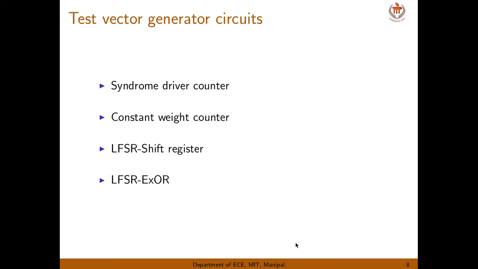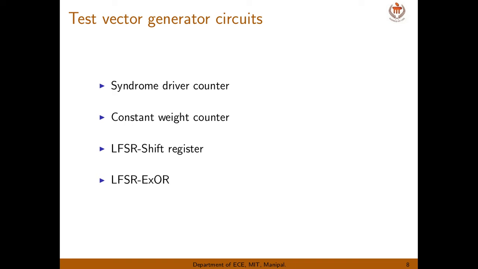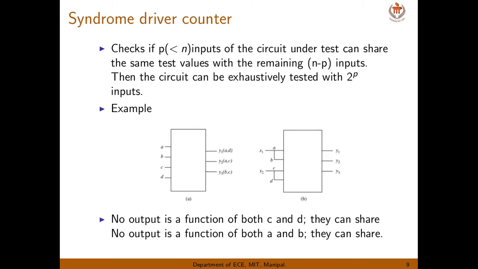Now coming back to test vector generator circuits, we have 4 types: syndrome driver counter, constant weight counter, LFSR (linear feedback shift register), and LFSR XOR. Today we will see the syndrome driver counter. So what is this test vector generator circuit? So far we discussed how many test vectors are required. Now we will see how we can generate those test vectors.